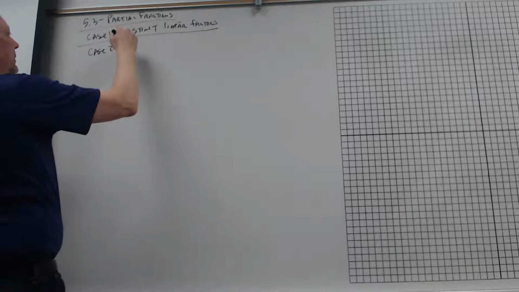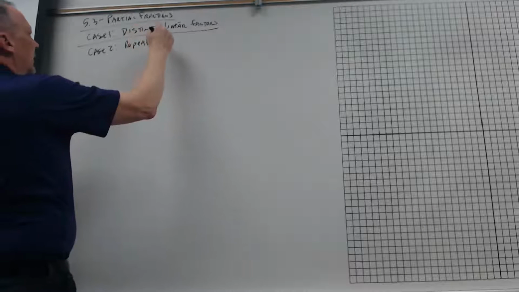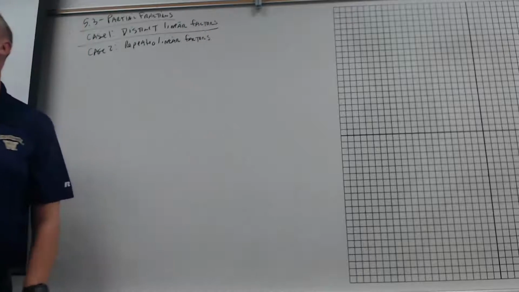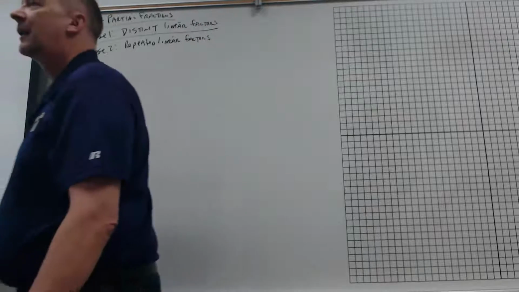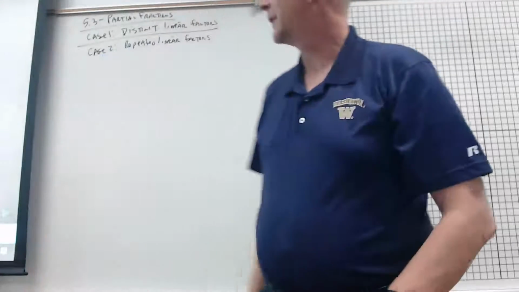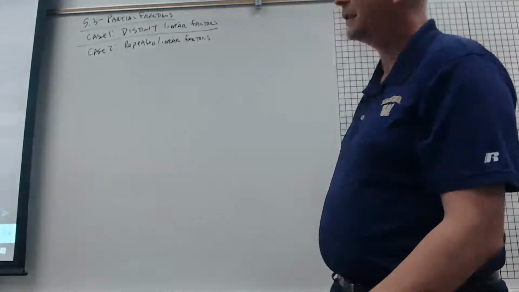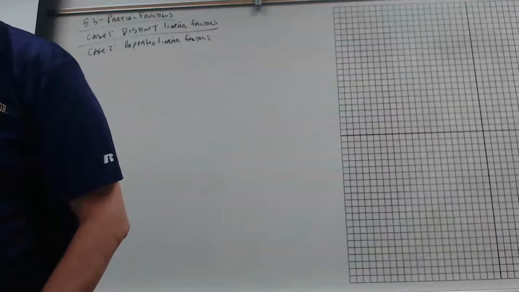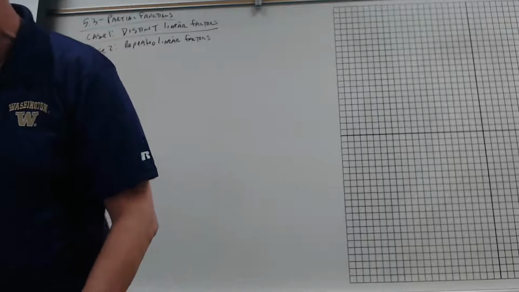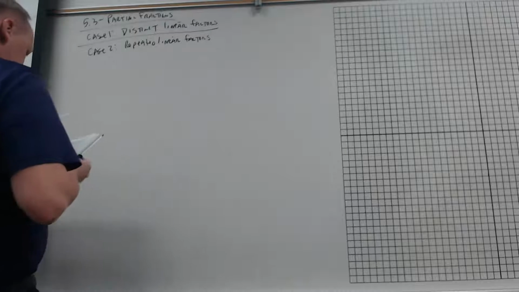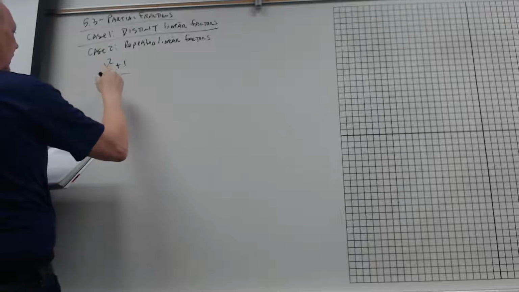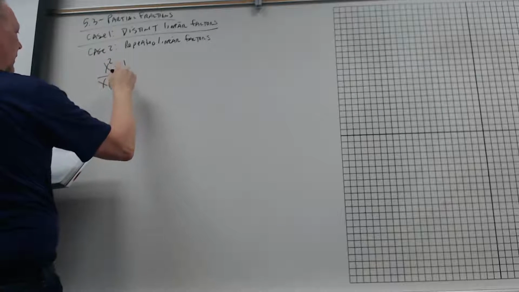Case 2 is going to be repeated linear factors. I wonder if I should give you all the cases today. Maybe I'll do that really quickly and hopefully we'll have time to go. So there's going to be 4 cases. So repeated linear factors. Let me give you an example of a repeated linear factor. Let's say, for example, I had x squared plus 1 over x times x minus 1 to the 3rd power.